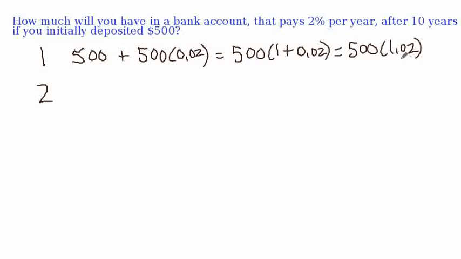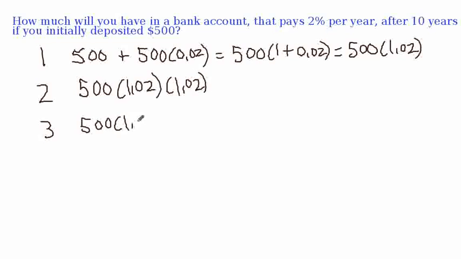So in the second year, how much did I start the second year with? Well, 500 times 1.02. And so in order to figure out how much I have at the end of that year, I'm going to multiply that by 1.02. All right, in the third year, same thing. I write what I started the year with, and I apparently multiply that by 1.02.